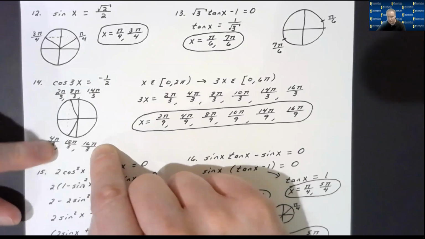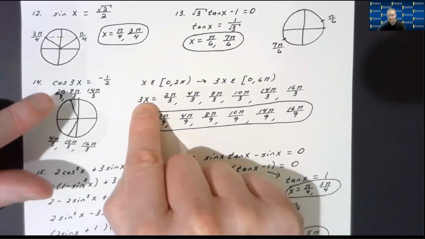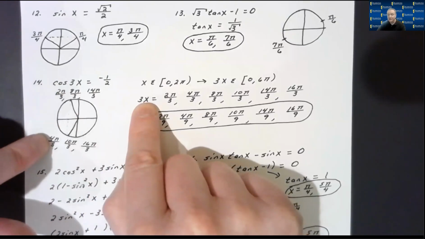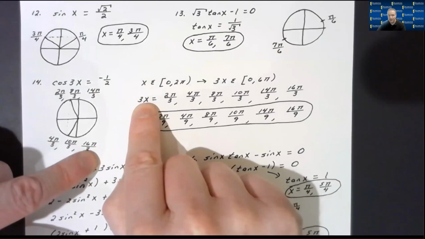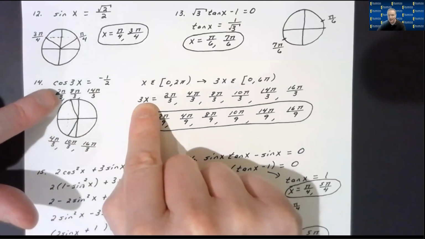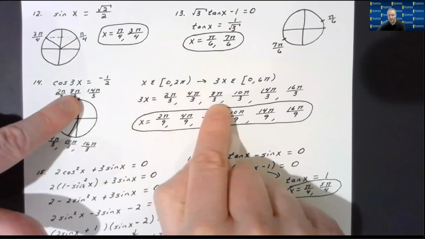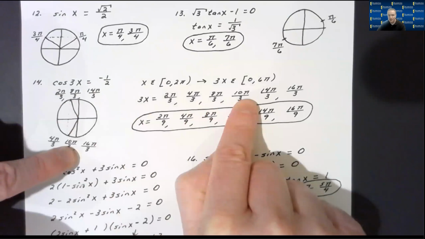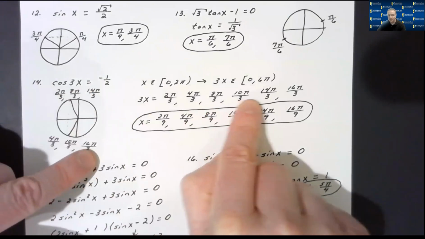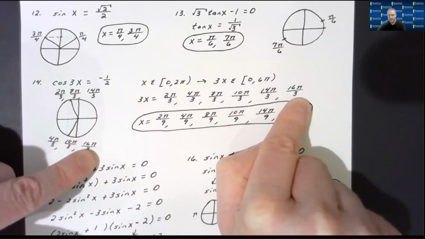Now, this tells me that that angle 3x could be any one of these 6 possible values. I go from low to high. 3x is equal to 2 pi over 3, 4 pi over 3, 8 pi over 3, 10 pi over 3, 14 pi over 3, and finally 16 pi over 3.